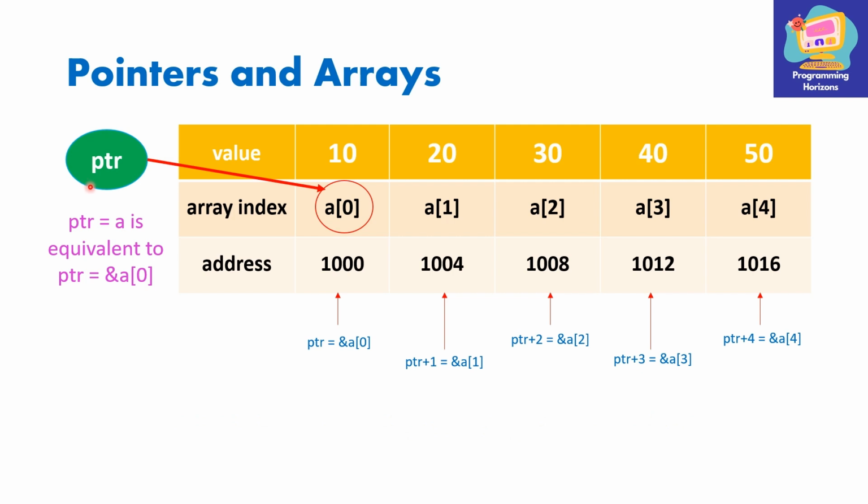When we declare a pointer of integer type to this array and assign it the name of the array, it is equivalent to assigning the address of the first element of the array. Therefore, ptr is equivalent to the address of the first element, and if we want to move to the second element, we have to increment ptr by 1. Similarly, if we want to move to the third element, we have to increment ptr by 2, and so on until we reach the end of the array.